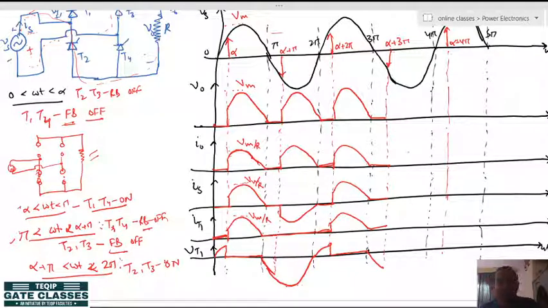All right, and from alpha plus 3 pi to 4 pi again you go. So, it is same as alpha plus pi to 2 pi instant. All right, in this case T2 and T3 are getting the gate pulse and they will become immediately forward conduction mode thyristors, and again the load is connected with the source and it will follow the source like this, and output voltage will be like this, and output current will be like this.